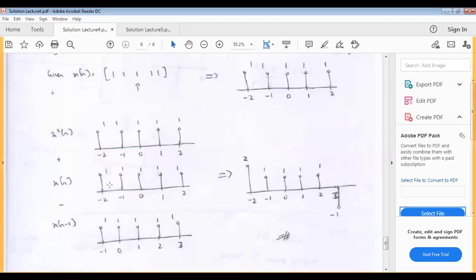When we do this operation, we are supposed to get the answer which will look like this. This is your yn, which is the result of the addition and the subtraction of these three signals. Hopefully you can work out the solutions on your own. Hopefully you understand these examples.